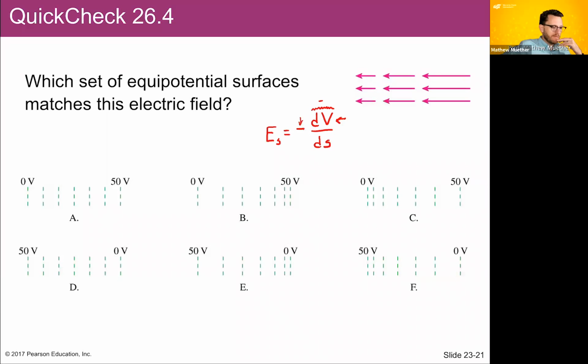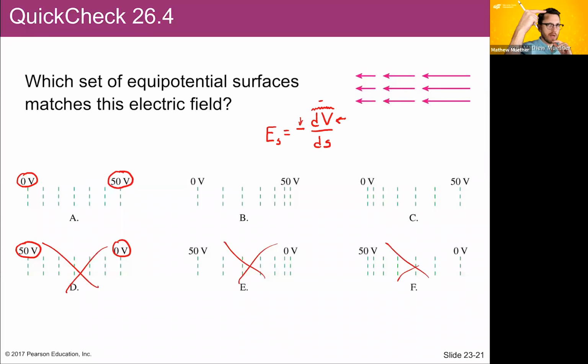Let's notice a few features here. On this top row, I have 0 voltage on the left, positive 50 voltage on the right. So the voltage is decreasing as I move from right to left. Whereas on the bottom row, my voltage is increasing as I move from right to left. The electric field is always pointing in the direction of decreasing potential. We see the electric field is pointing to the left, and so the electric potential has got to be decreasing as I move from right to left. So I can eliminate those because of the direction of the electric field.